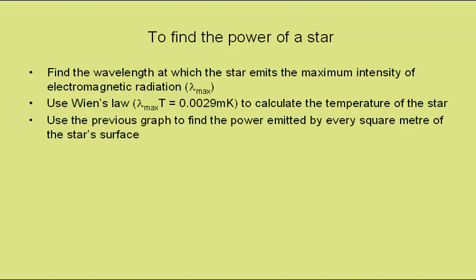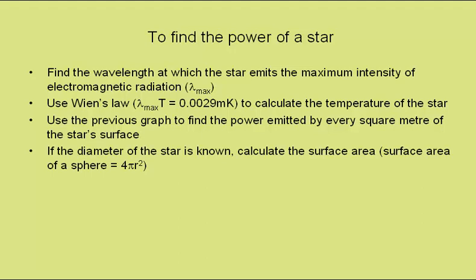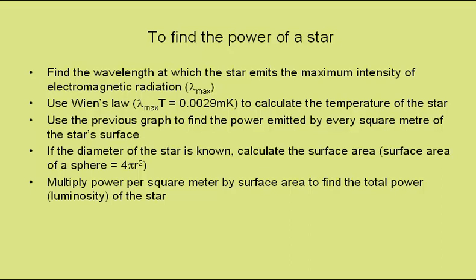Using the previous graph to find the power emitted by every square meter of the star's surface, and if we know the diameter of the star, we can calculate the surface area of a sphere being given by 4 pi r squared. If we then multiply the power per square meter by the surface area, or the number of square meters the star has, we find the total power, what's called the luminosity of the star.